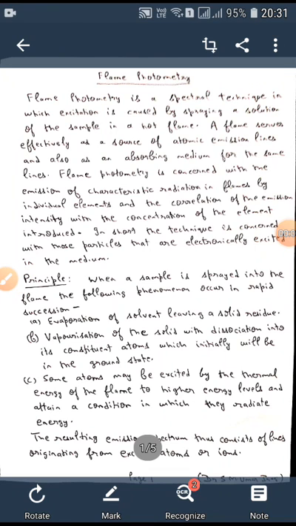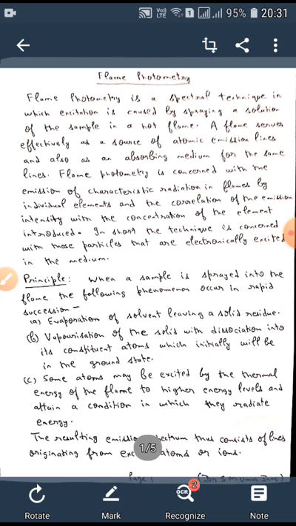The topic of my lecture is flame photometry, its principles, instrumentation used, and applications. Flame photometry is a spectral technique in which excitation is caused by spraying a solution of the sample in a hot flame. A flame serves effectively as a source of atomic emission lines. It also serves as an absorbing medium for the same lines.